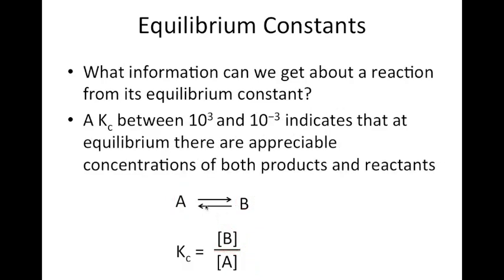And finally, if you have an equilibrium constant that's between 10 to the third and 10 to the minus third, that indicates that at equilibrium you have an appreciable concentration of both product and reactant. So you have a significant concentration of both once you reach equilibrium.